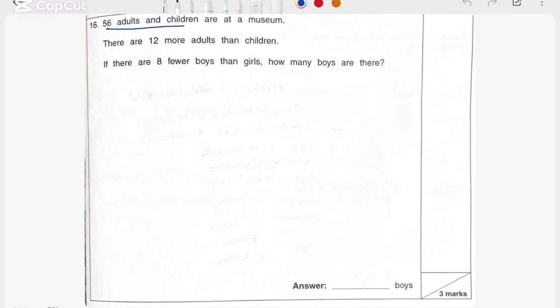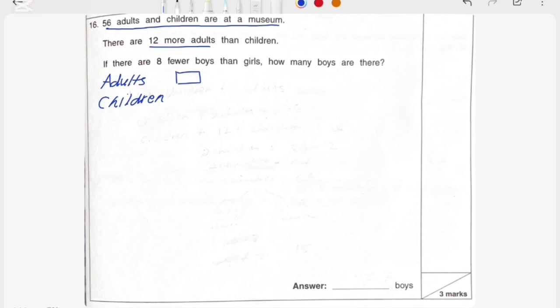56 adults and children are at a museum. There are 12 more adults than children. Let this box be the number of adults and this box be the number of children. But this means that they are equal, which is not true because from the second line, there are 12 more adults. So we need to put plus 12 here.